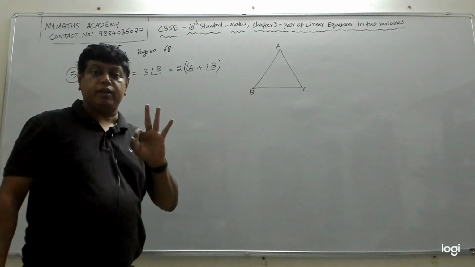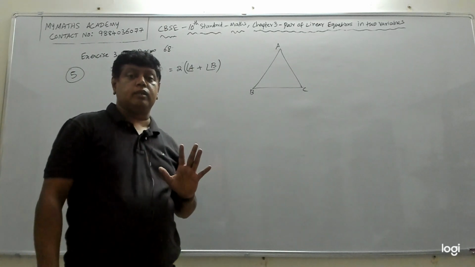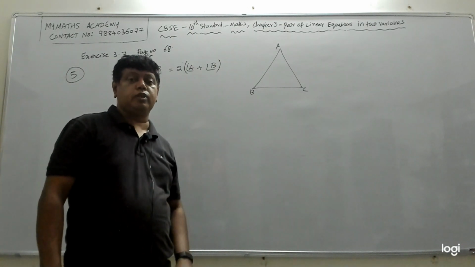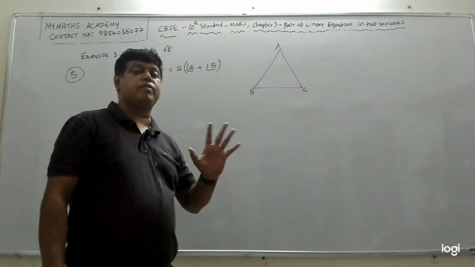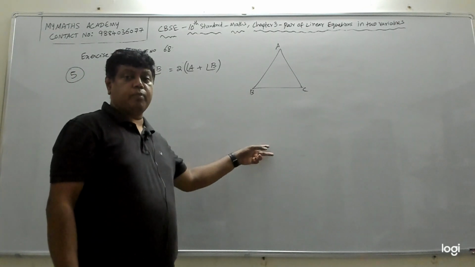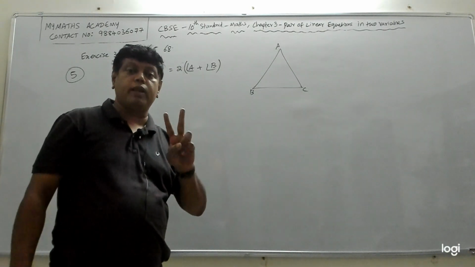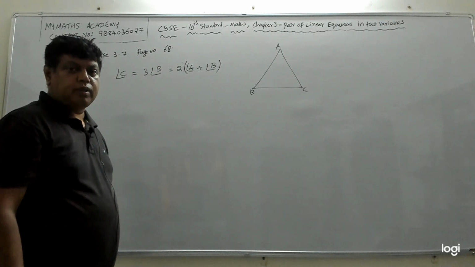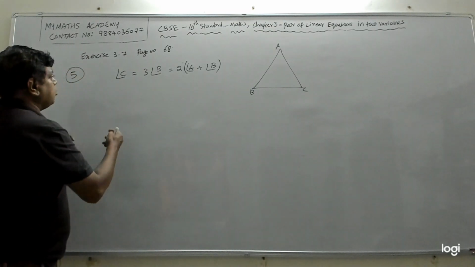Whenever we want to find three things, we need three equations. We need three linear equations in three variables. Earlier we were doing pair of linear equations in two variables, meaning two linear equations in two variables, because we were finding only x and y. Here we have to find the three variables: angle A, angle B and angle C.